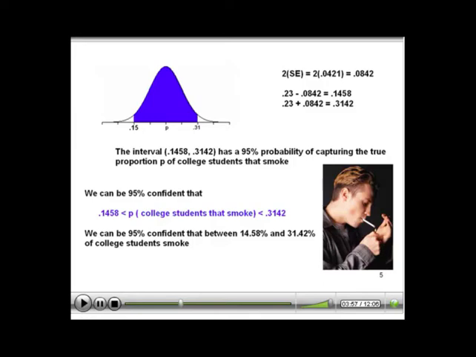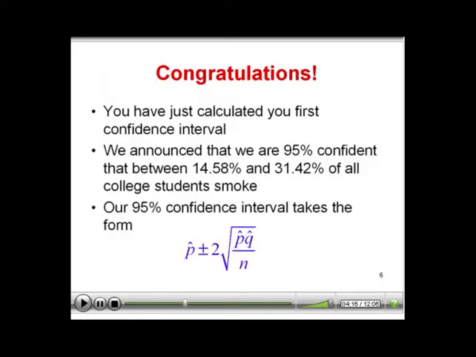If we convert this to percent notation, we can state with 95% confidence that between 14.58% and 31.42% of college students smoke. So there it is, our first confidence interval. So what is a confidence interval? It's not a single number, but rather a range of values.